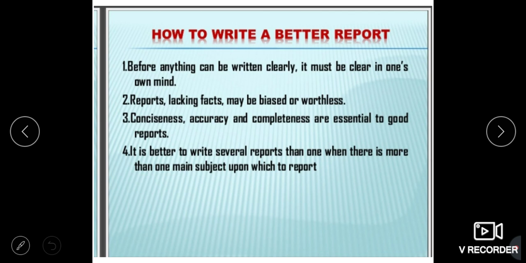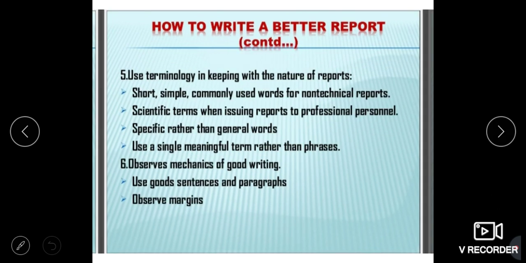How to write a better report? Before anything can be written, think clearly. Reports lacking facts may be biased or worthless. Conciseness, accuracy, completeness are essential to a good report. It is better to write several reports when there is more than one main subject upon which to report. This is terminology. Use terminology in keeping with the nature of reports: short, simple, commonly used words, specific rather than general, scientific terms, single meaningful terms rather than praise.